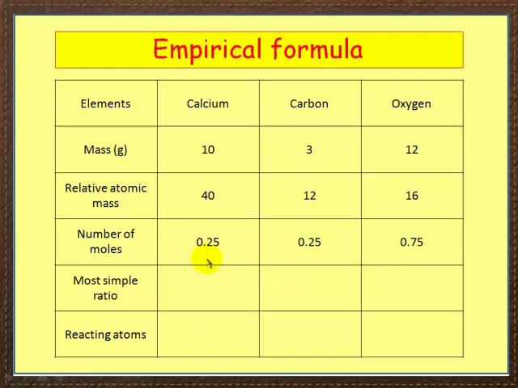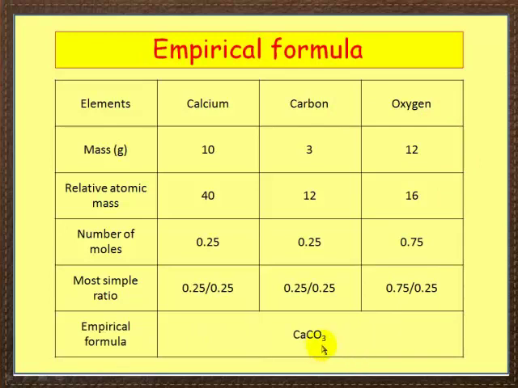Most simple ratio, divide by the smallest. Either of those two will do. So we've got 0.25 over 0.25, 0.25 over 0.25, 0.75 over 0.25. Work it out, so that must be 1, that must be 1, that must be 3. Let's see if I'm right. Look at that, spot on. So we've got 1 calcium, 1 carbon, 3 oxygens. So the empirical formula must be CaCO3. Okay? That wasn't so hard, was it?